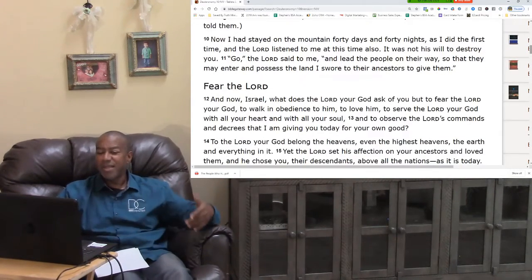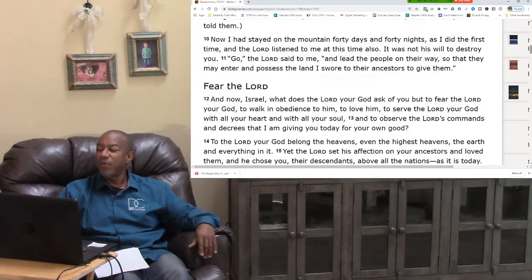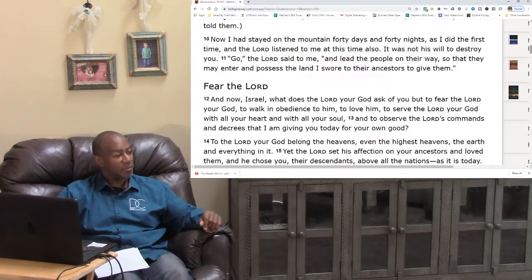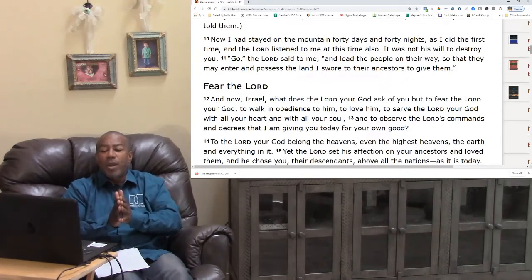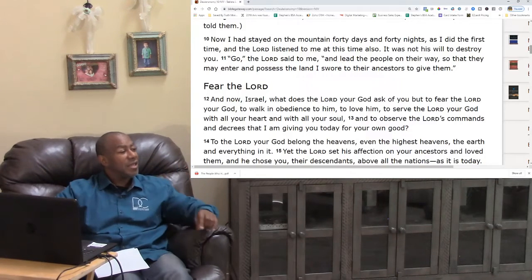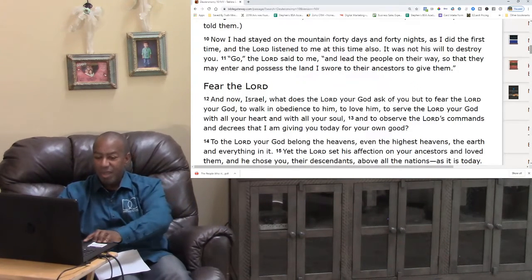Now I had stayed on the mountain 40 days and 40 nights, as I did the first time. The Lord listened to me at this time also. It was not his will to destroy you. Go, the Lord said to me, and lead the people on their way, so they may enter and possess the land I swore to their ancestors to give them. So Moses went up, got the Ten Commandments again, and went to lead the people into the promised land. Let's keep reading.